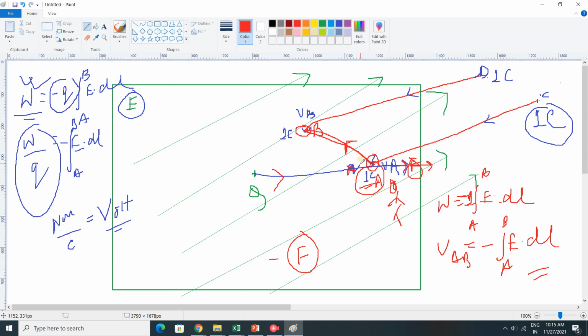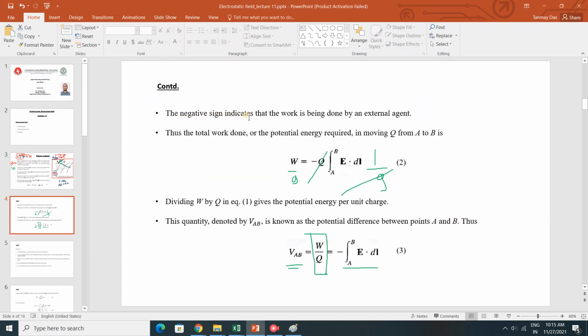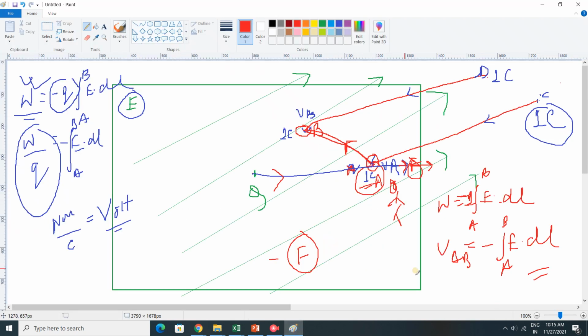So since you want to reach that charge from A to B, that means you are applying some external force against this particular charge. Okay, so that is why it is negative. So that is why it is called external agent. So the negative sign indicates that work is being done by the external agent. That means there is some external force somewhere, which is creating this work done.